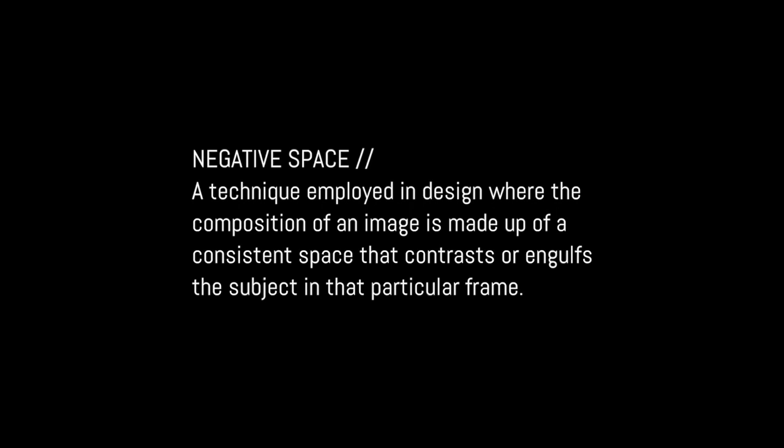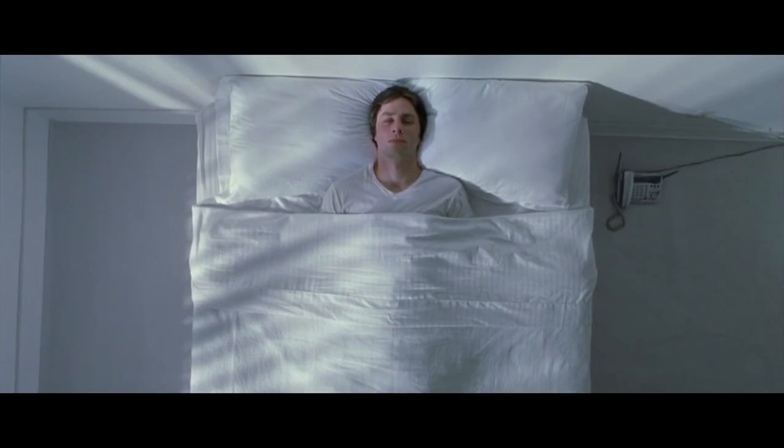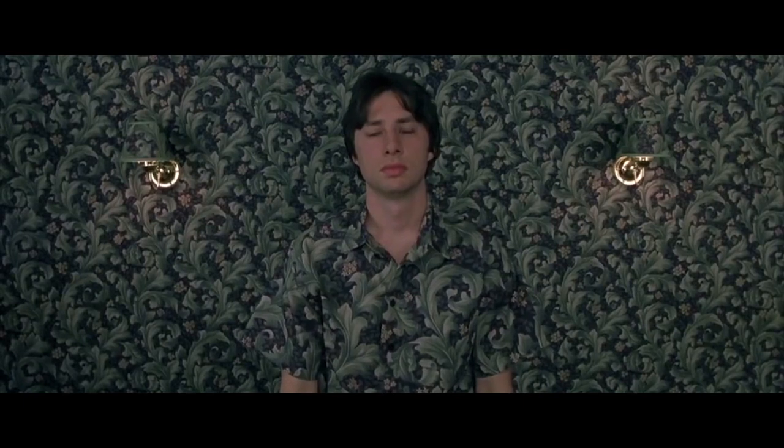Negative space is a technique employed in design where the composition of an image is made up of consistent space that contrasts or engulfs the subject in that particular frame. A favorite example of mine is Garden State, where the negative space is used to show how the main character is not only engulfed by his surroundings when he returns to the home he has avoided for so many years, but also the emptiness and emotionless state of his mind after almost a decade on pharmaceutical drugs.